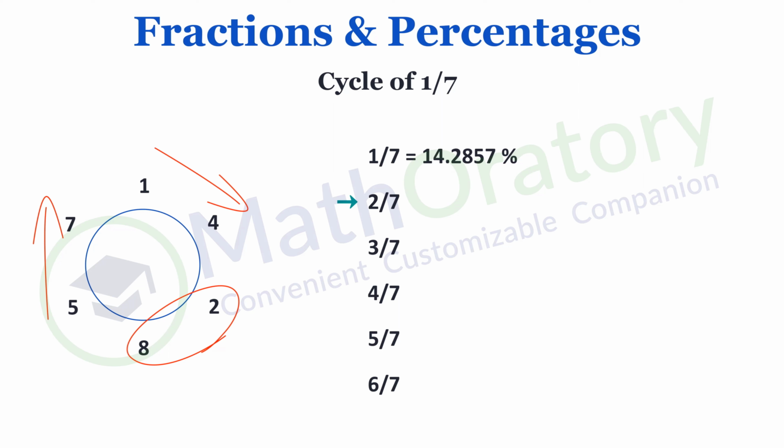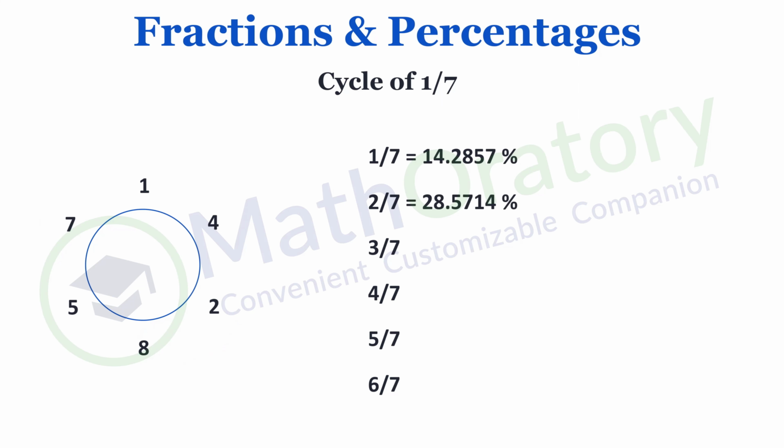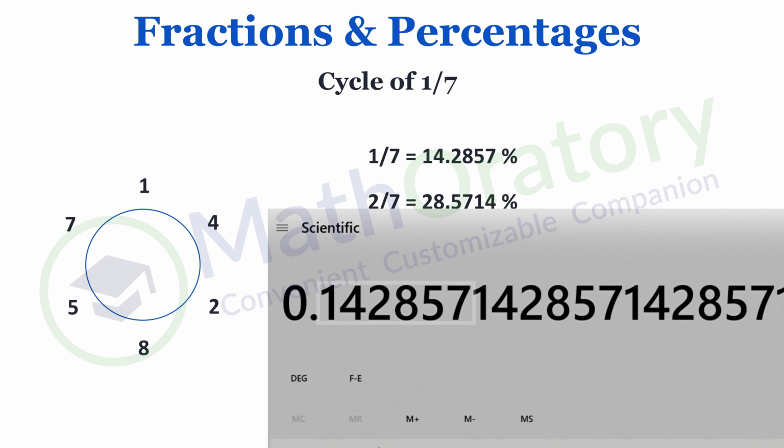So what you get is 28.5714%. 3 by 7, for example. 3 into 14 is how much? 42. Again, you have 42 in the cycle, so start with 42 in the cycle. So you get 42.8571. So simply remember the cycle, that's all. And these are not approximate values, these are exact values. If you check your calculators, 1 by 7 will be 0.142857 recurring.